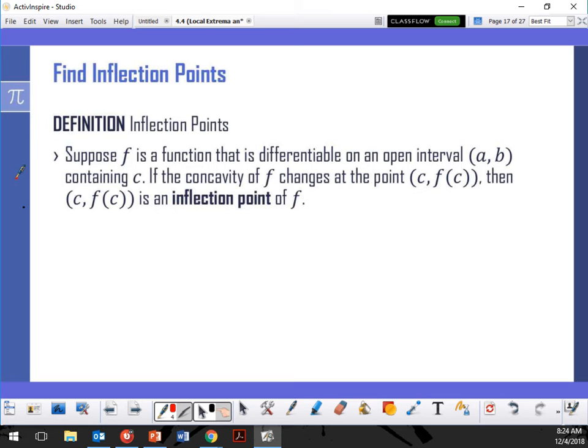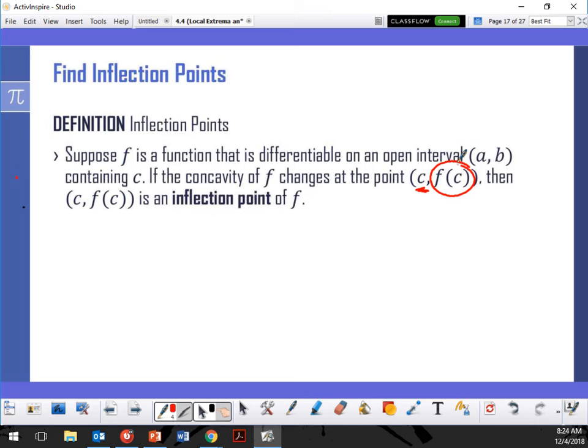Okay, so inflection point. Now suppose a function is differentiable on an open interval, remember, parentheses, open, containing c. That means c is somewhere in between there. Then the concavity changes at the point c and then f of c. What is f of c? It's the x we find from the second derivative, right? And what is this piece going to be? We plug in x.